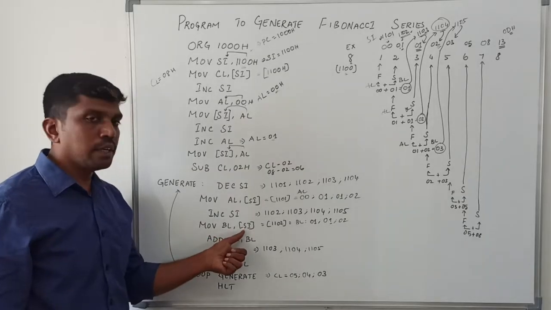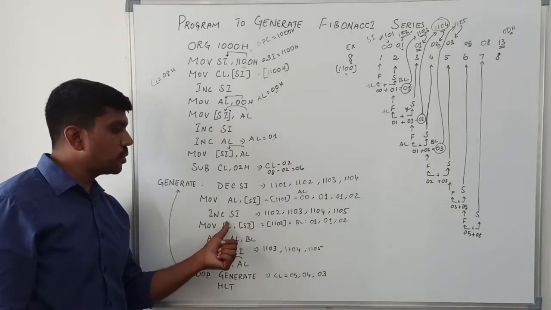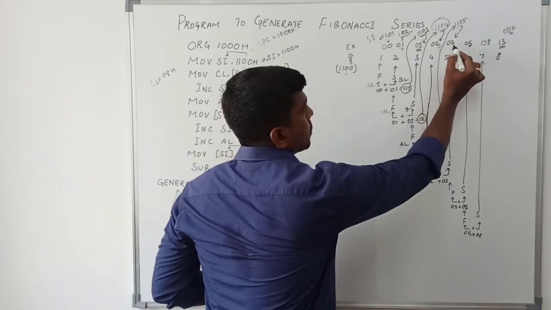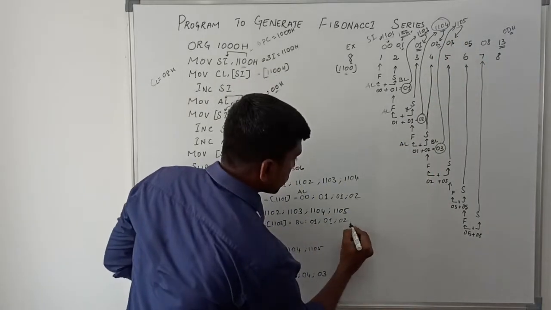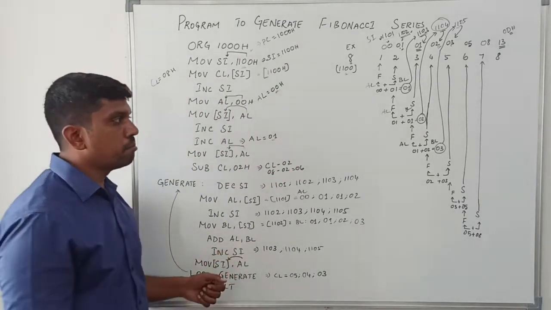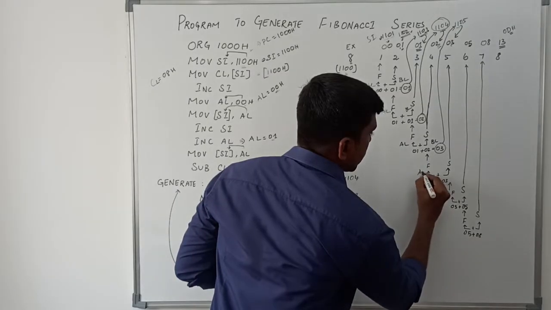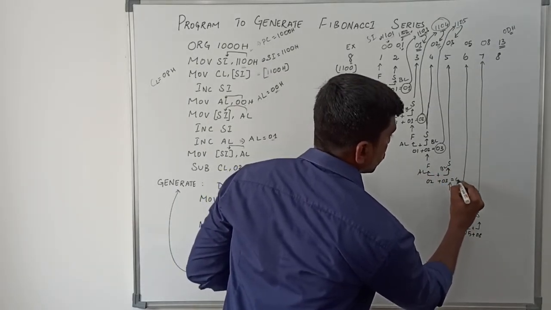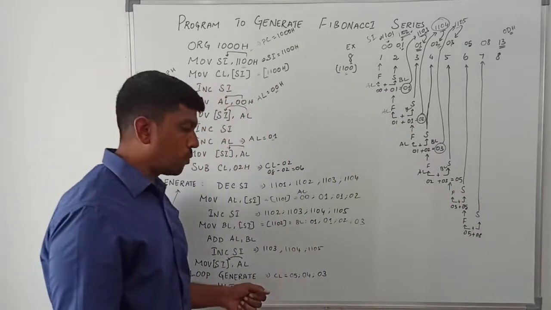Then move BL, [SI]. So the content at SI is transferred to the BL register. 1105 holds the data 03, and this value is transferred to the BL register. Then add AL, BL. The AL content is 02 and the BL register content is 03. Just adding these two numbers, the result is 05.